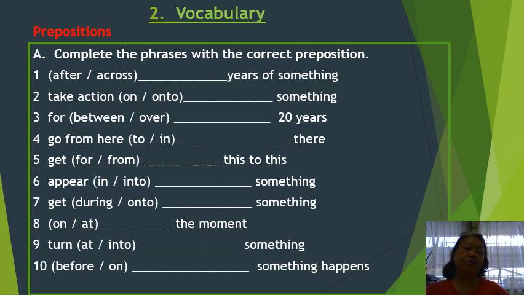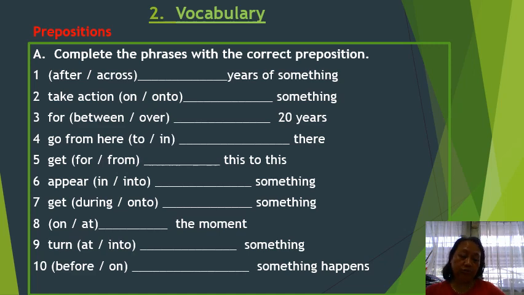Two, take action on or take action onto something. Three, for, between, or over 20 years. Number four, go from here to or in there. Five, get for or get from this to this. Six, appear in something or appear into something. Seven, get during something or get onto something.